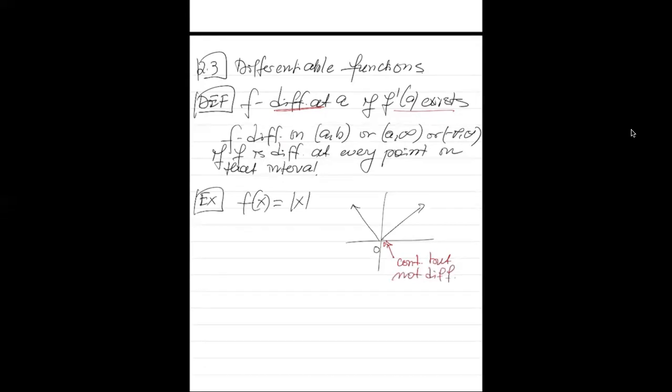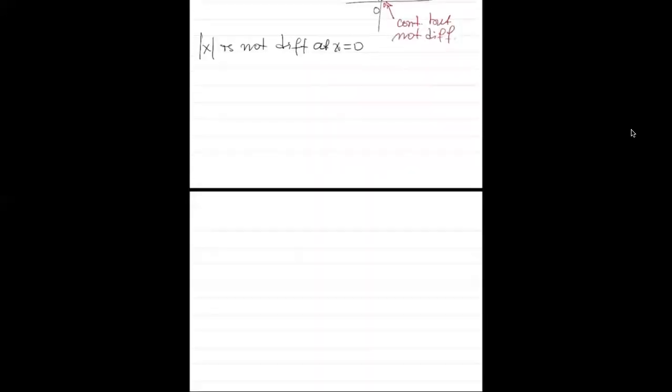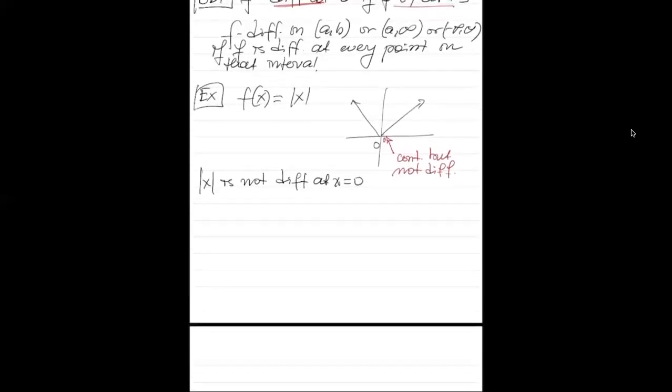And we can prove that. I'm going to write this down. So absolute value of x is not differentiable at x equals 0. It's differentiable everywhere, but not there. So graphically, and you can easily prove it, to be differentiable means no sharp corners. So no holes, no jumps, but no sharp corners. So sharp corners like this one, it means the function is not differentiable.